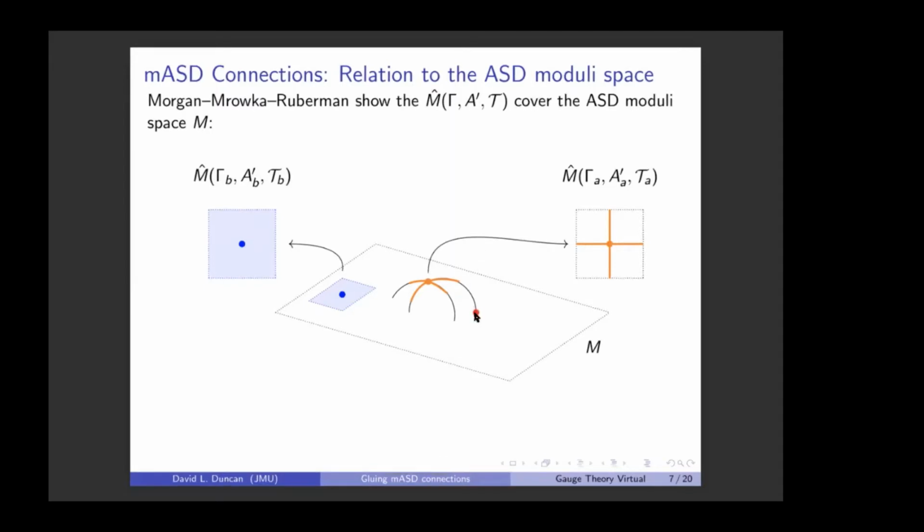Or maybe you've got this point down here, right where this little arc hits the plane. So it'll have a little neighborhood, and the neighborhood in this ASD moduli space will have a little bit of that arc plus a little bit of the plane. And then the associated thickened part will have to somehow capture all of that in some nice way. And so maybe in this case, it'll be a cube. So the mASD moduli spaces may jump in dimension, for example, as you move around from point to point. But the result is that you can cover the entire ASD moduli space with these things.